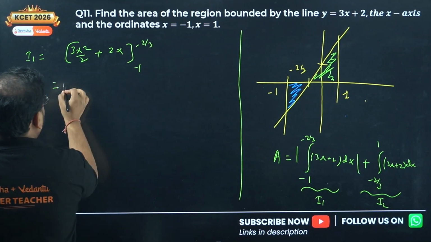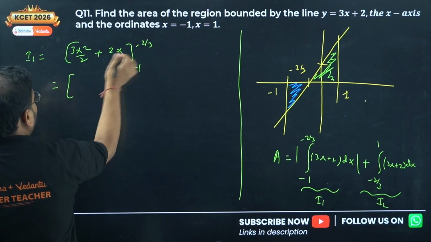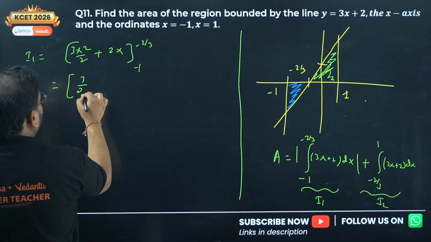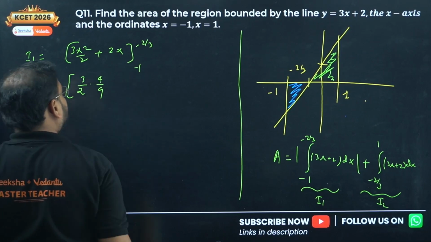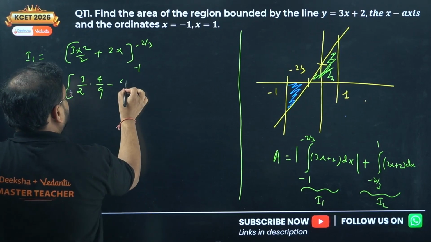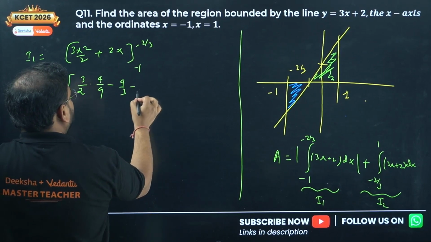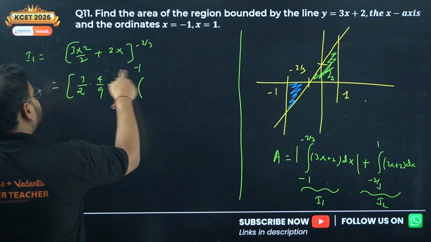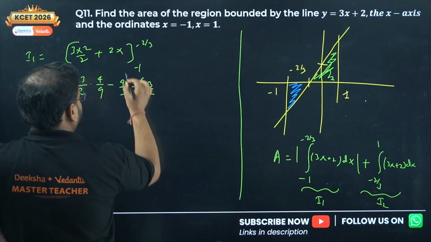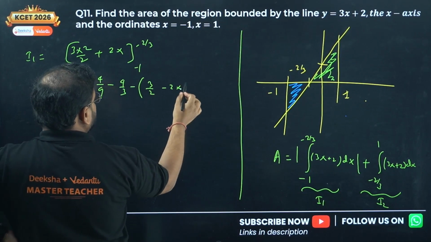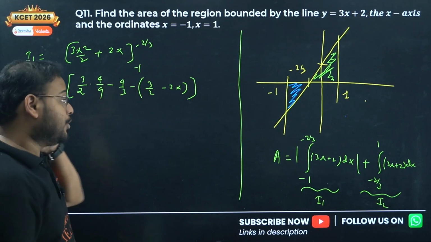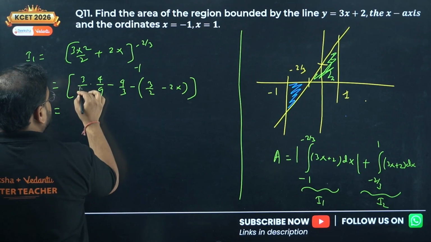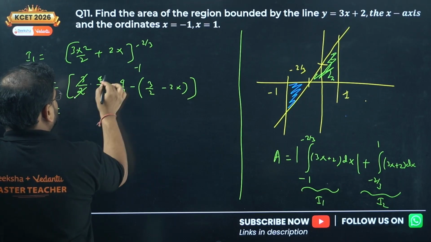Put it back. I have the values as 3 by 2 into 4 by 9 for the upper limit, and over here minus 4 by 3 comes. For the lower limit, minus sign. Put this minus 1, you'll get 3 by 2, and over here you'll have minus 2x. Am I right? Please check. So far the calculation is looking good.